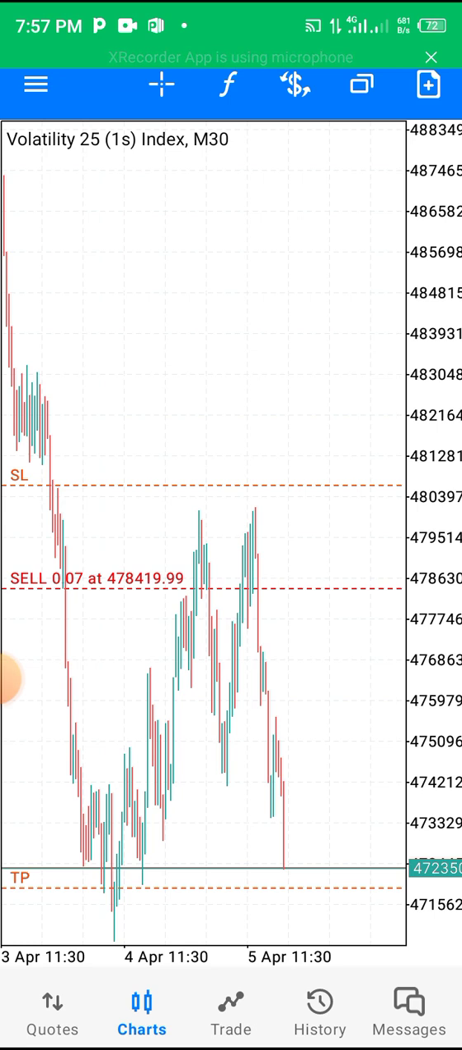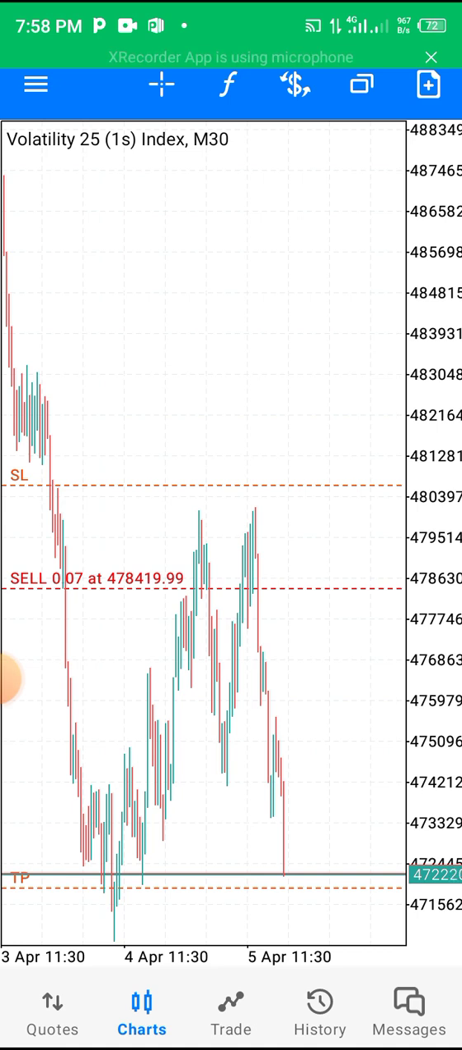And I just had to make a video before we hit our TP. As you can see, we are hitting our TP very soon. So I'm just quickly going to make a video of this and show you how I initiated this trade. Okay, first of all, this is VIX 25 1S, and we are taking a sell trade. This is the 30 minutes time frame.